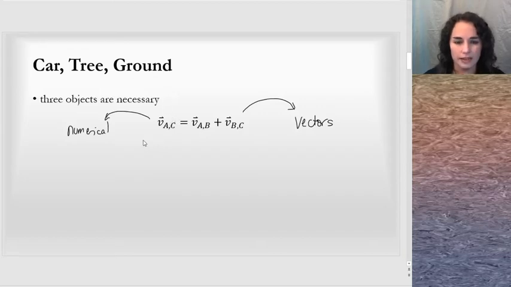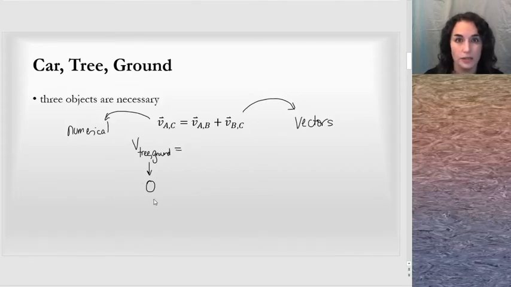I want to find the velocity of the tree with respect to the ground. That's a clever thing to put on the left side of the equation because we already know it. When I think about the tree and how it moves with respect to the ground, it doesn't. So I know this is 0. And this is the numerical part of this question.